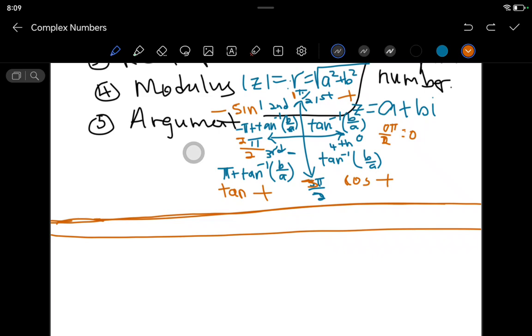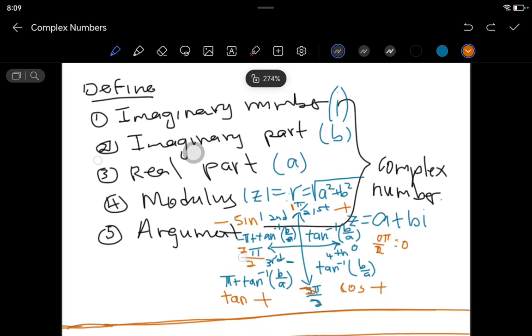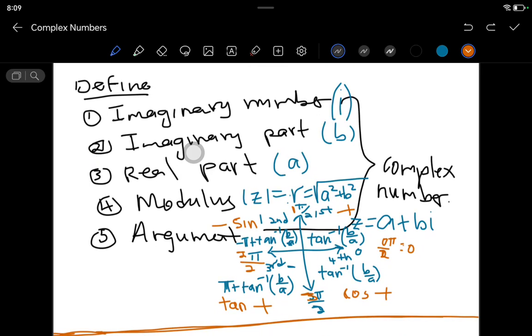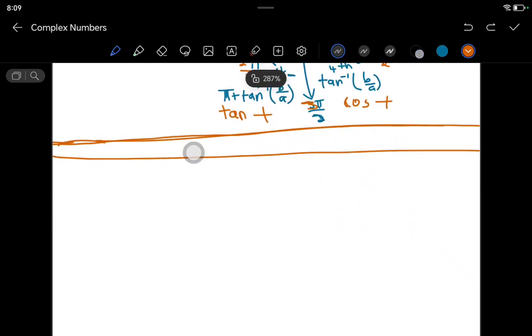So now let's first look at the things which I said we're given here, right? Firstly, we need to know what an imaginary number is. So in this case, how do we define an imaginary number?